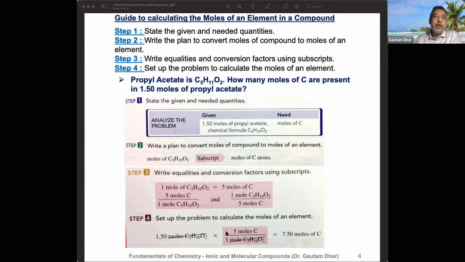We are going to choose the one for which the moles of propyl acetate cancel out and moles of carbon remain. Now 5 is an exact number. It's a count, so there's no error. Our significant figures will depend on 1.50, which is 3 significant figures. So our answer must be in 3 significant figures, and the correct answer is 7.50 moles of carbon.